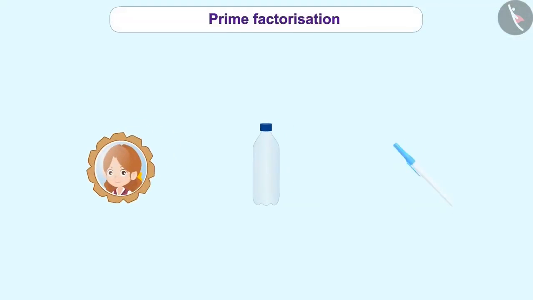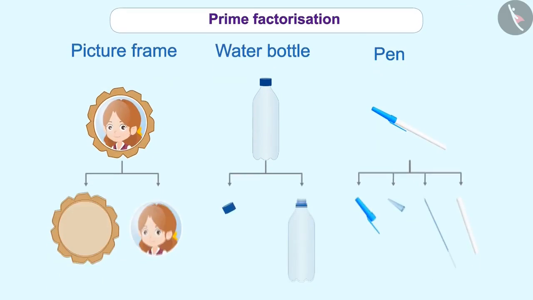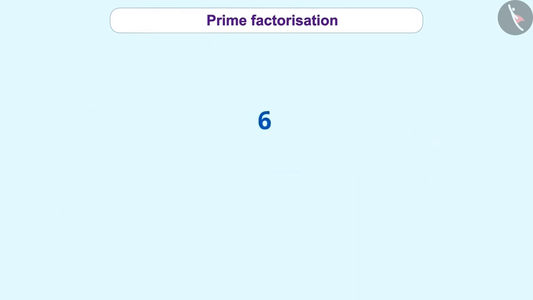We see many things around us, like a photo frame, water bottle, pen, etc. They are all made up of different parts. It is the same with numbers. Let us consider the number 6. It is formed by the multiplication of 2 and 3. Similarly, if we consider the number 10, it is formed by the multiplication of 2 and 5.